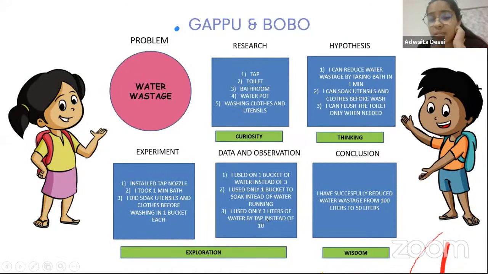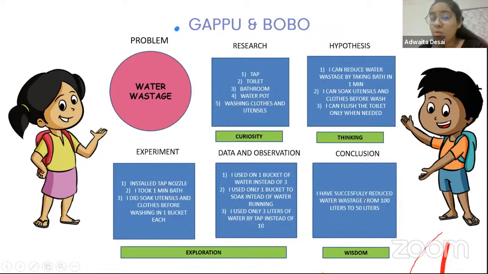What did I observe from this? उसके बाद I did some data observation. I used 1 bucket of water instead of 3 buckets. I used only 1 bucket of water to wash all the clothes. And I only used 3 liters of water of tap in all day instead of 10 liters. So ये मैंने observation किया.